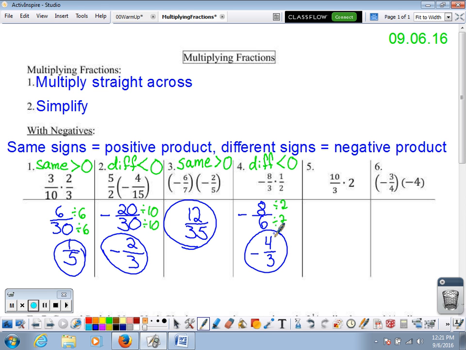1 1/3, except negative 1 1/3. Very good. Excellent, guys.